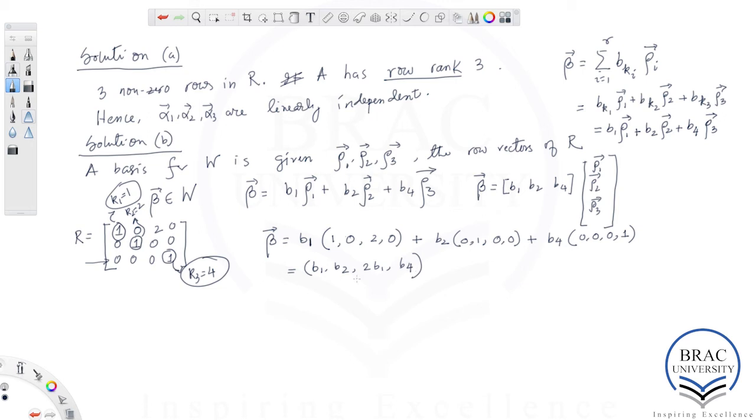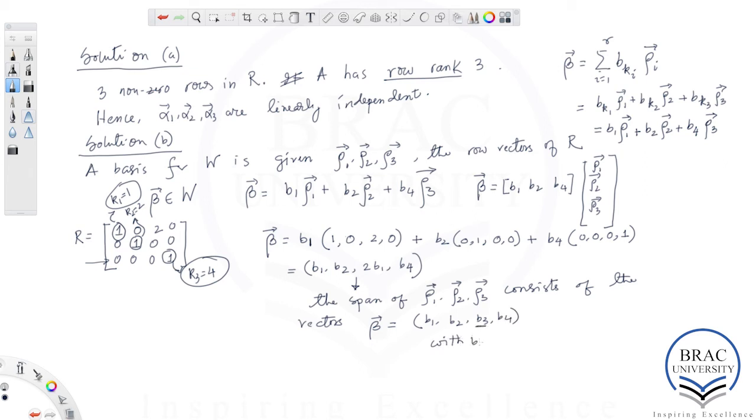So this is a general element of the span of these three vectors, row 1, row 2, row 3. The span of these three vectors consists of the vectors beta equal to b1, b2, b3, b4 with b3 equal to 2b1. This is what we have found from the general expression of beta. Okay, good.